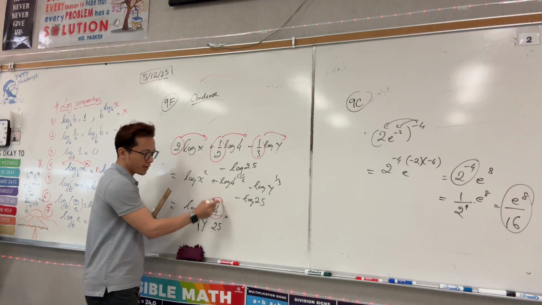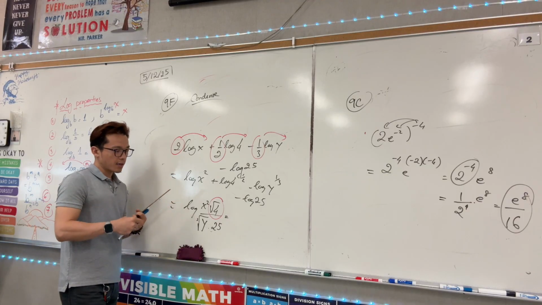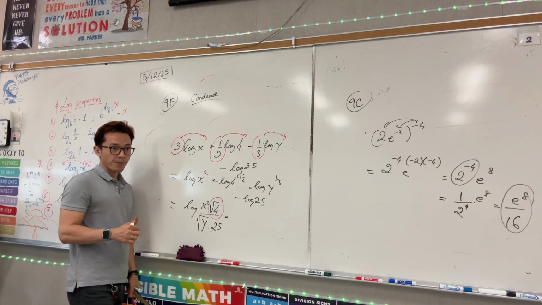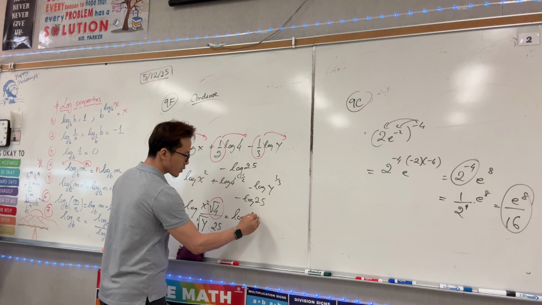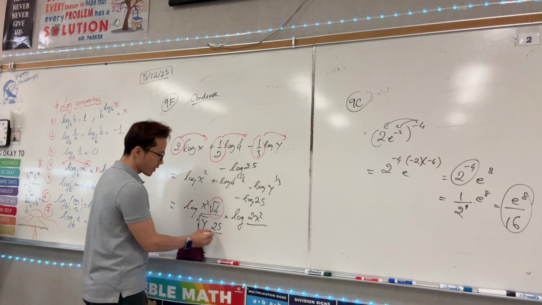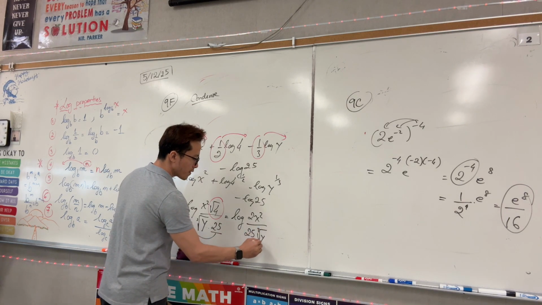That's square root of 4. Everything looks good except the square root of 4. What is square root of 4? 2. So 2 is x squared. I'm gonna move the number to the front: 25 cube root of y.